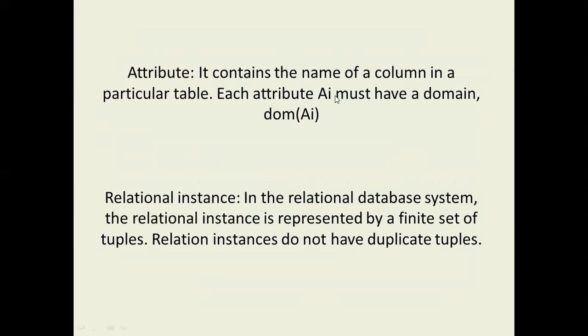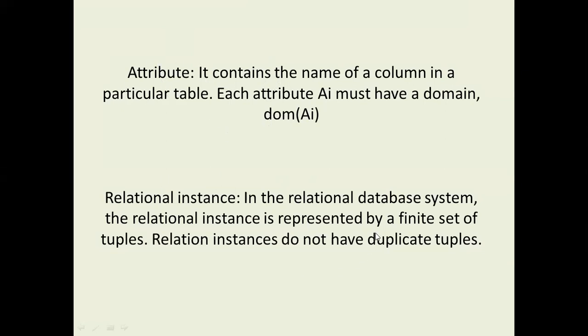So what is an attribute? An attribute is nothing but a column. That column of the table can be represented as an attribute. For example, consider the student table. What are the attributes of the students? Student number, student name, age, marks, like this. All these are the columns of the table, and at the same time, those are referred to as attributes.